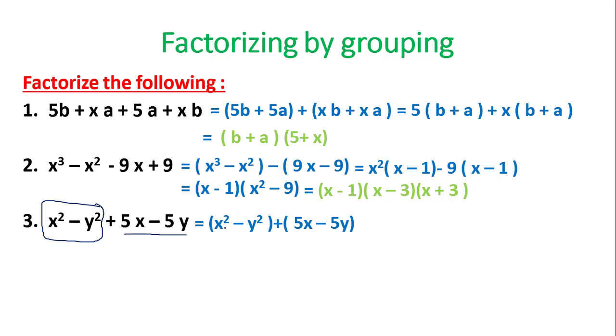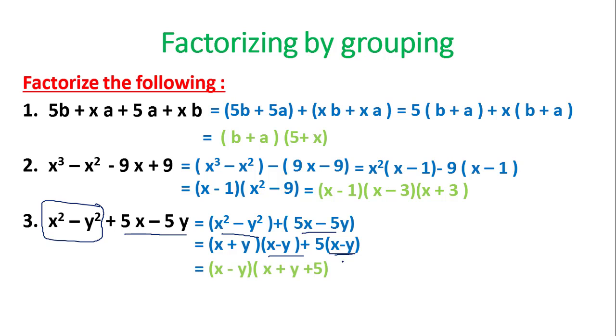Here I can factorize this part as a difference between two squares, and here I can take 5 as a common factor. So I have x plus y times x minus y plus 5 as a common factor, and here we have x minus y. Now again I have a common factor: I have x minus y here and here, so I can take it as a common factor, x minus y. The remainder will be x plus y plus 5. And this is the final factorization for this exercise.